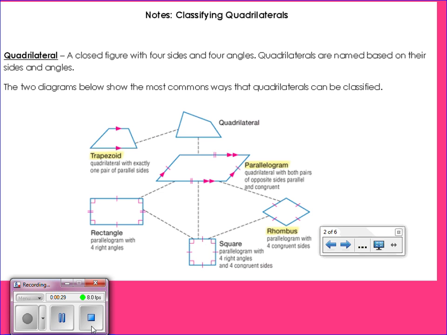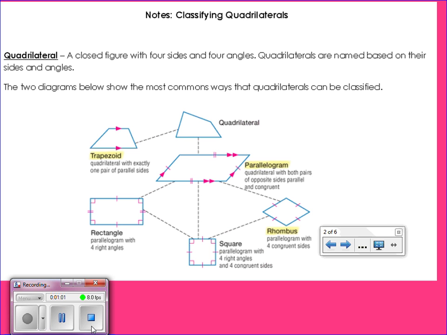So a quadrilateral is any four-sided figure. Quad means four, right? Yes. And tri means three, okay? So a three-sided figure is a triangle, a four-sided figure is a quadrilateral. Okay? Closed figure, that means the lines all meet up. It's closed. And they're going to have four sides, four angles, and these diagrams that are on the first page of your notes give us the most common ways that quadrilaterals are classified.